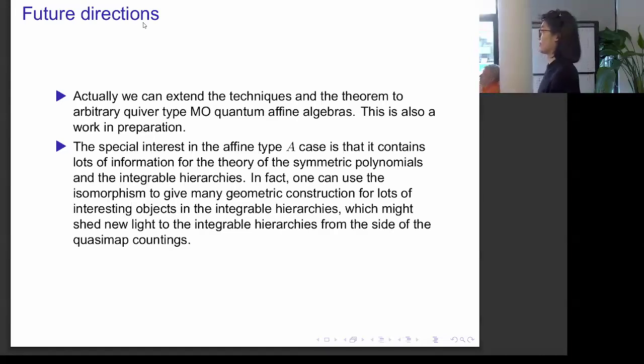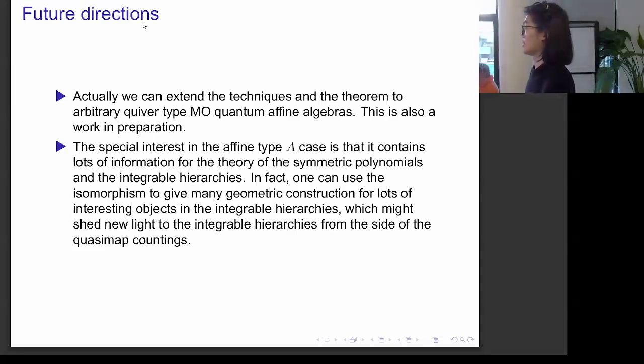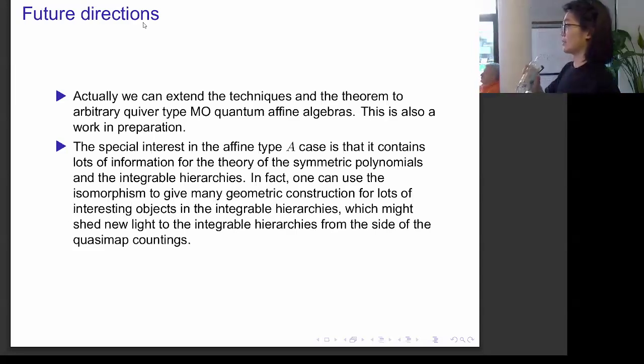is that it contains lots of information for the theory of symmetric polynomials and integrable hierarchies. For example, in the case of n equals 1, the corresponding localized equivariant K-theory of the quiver varieties is isomorphic to the space of symmetric polynomials. One can also use the isomorphism to give many geometric constructions for interesting objects in the integrable hierarchies, which might shed new light on integrable hierarchies from the side of quasimap counting.